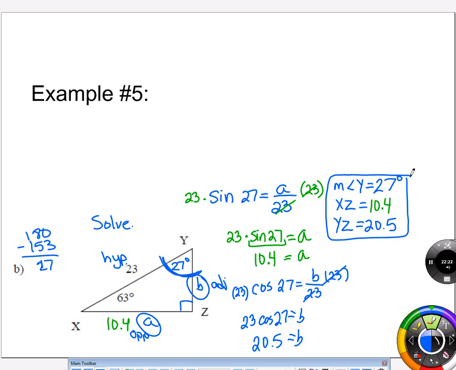Was 23 the longest side of our triangle? Yes. Good. Okay. 27 was the smallest angle, so therefore across from the 27-degree angle should be the smallest side. I know it doesn't look this way in the picture, but pictures, unless they say they're marked to scale, aren't marked to scale. Was 10.4 the smallest side of our triangle?